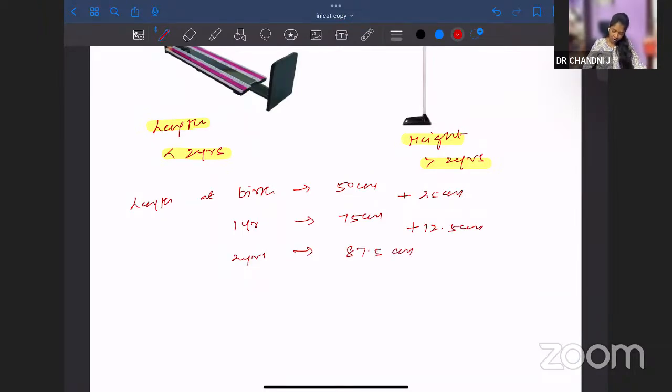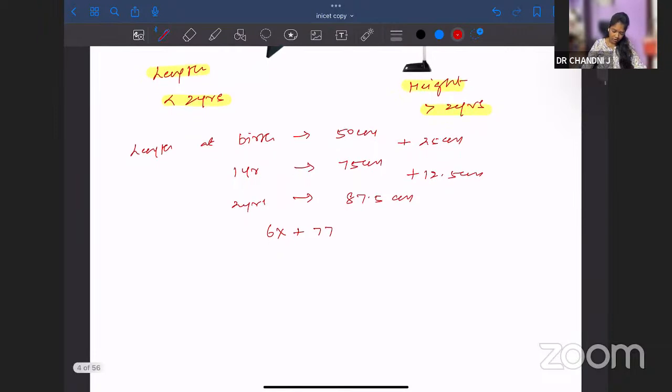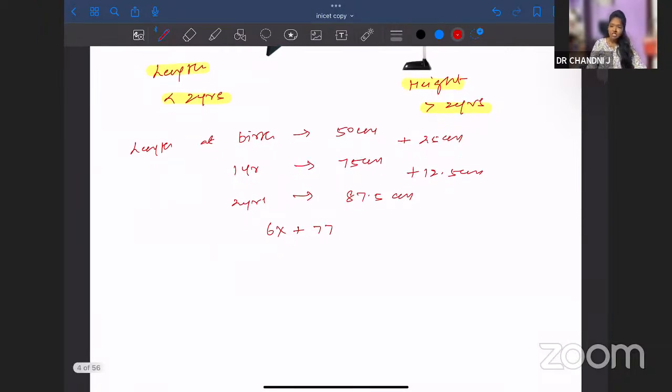After that, the formula is 6x plus 77, where x corresponds to age in years. You will use this formula to know the expected height of the child. Okay, so when does a child reach half of its adult size? That was a previous year repeat question. So around 2 years, the child reaches half of adult size.